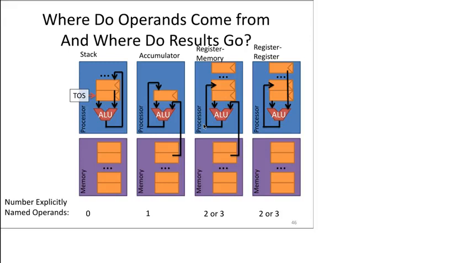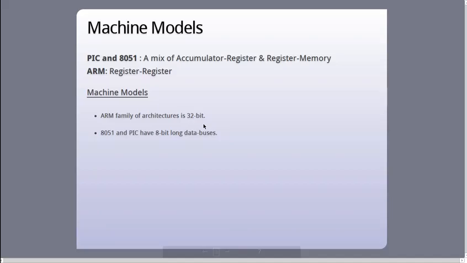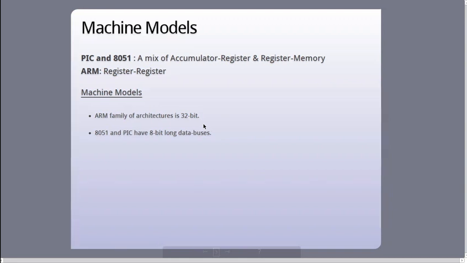In the register model, the operands will strictly be available in the registers. So you will have to have explicit load operations for fetching operands from memory. If you have operands in memory, you will have to have instructions that fetch these operands from memory and store these operands in the registers before the ALU can operate on them, right? Okay. And apart from this, the ARM family of architectures is 32-bit, while 8051 and PIC have 8-bit long data buses.